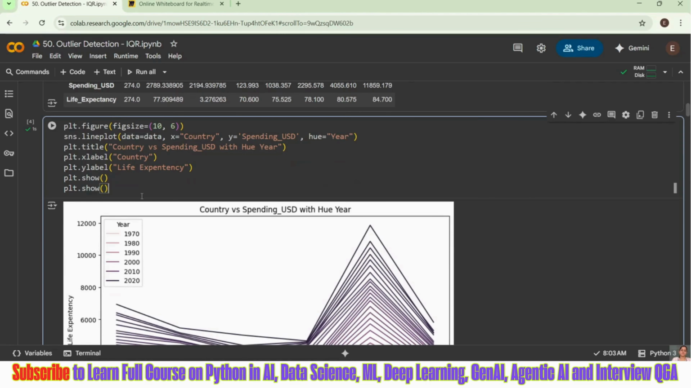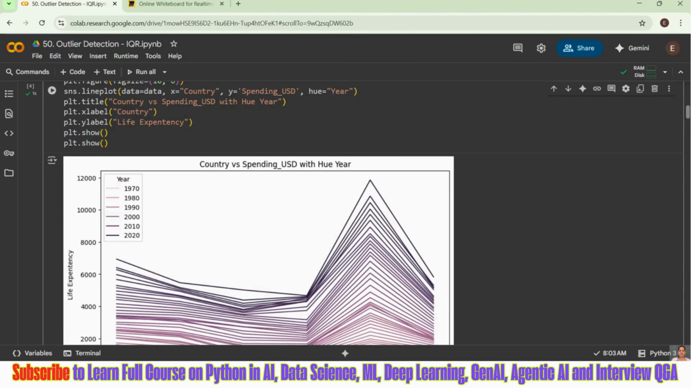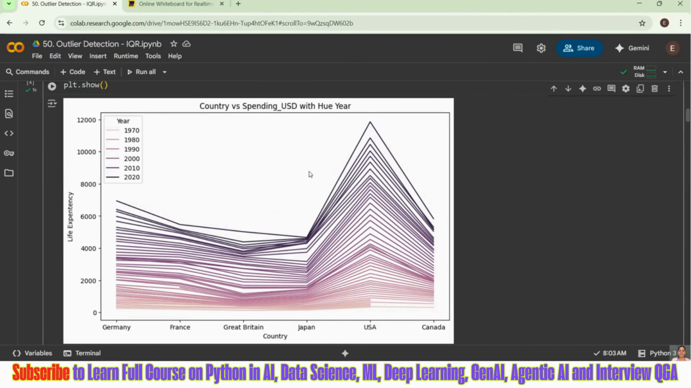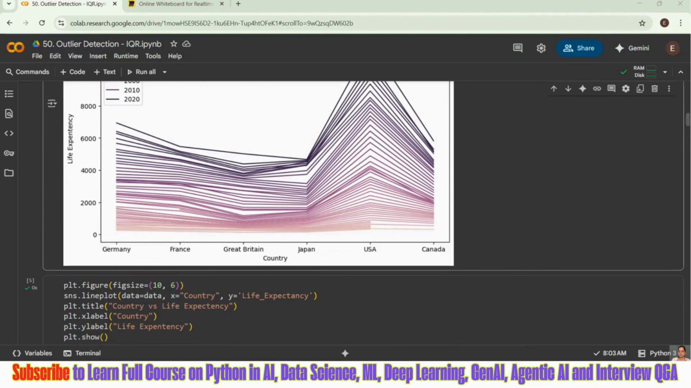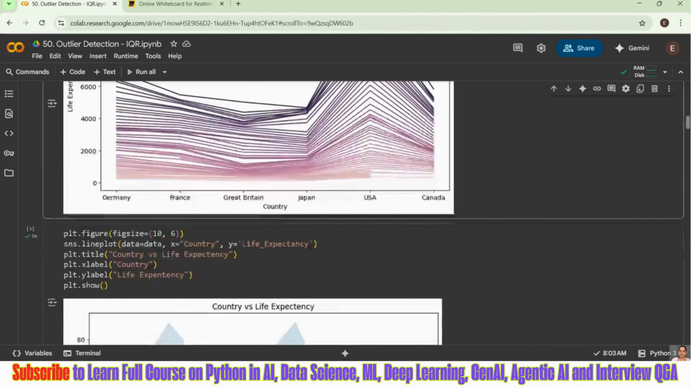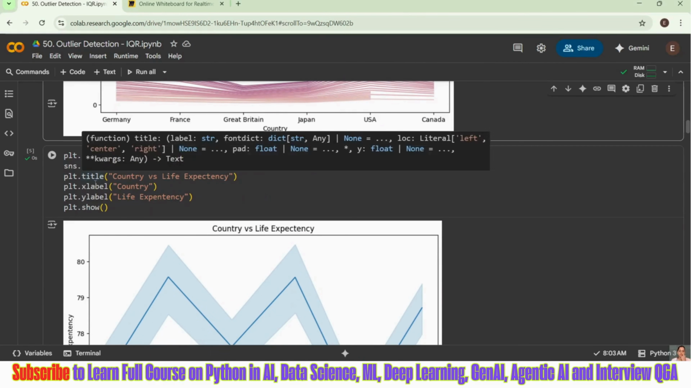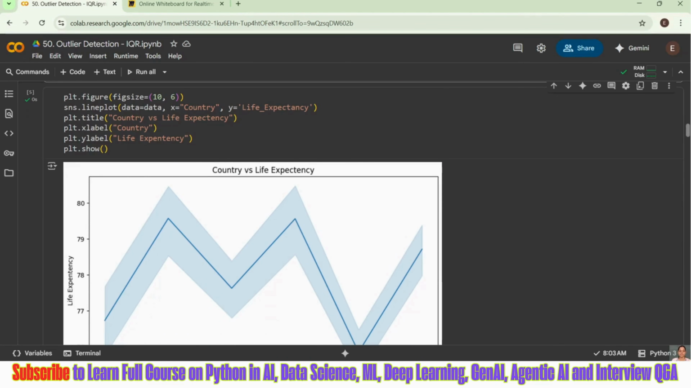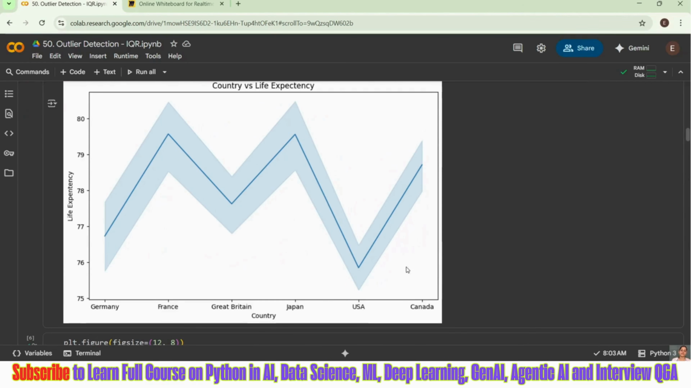Again, these are the same things we saw in the Z-score method. I have taken one line plot where I am showing the hue based on years, and I get to know that USA has more spending for each year, right? In the next one I have shown another line plot, a normal one, where I am not keeping any hue. I am taking country and life expectancy of that country. And again here I see that USA has less life expectancy compared to others.